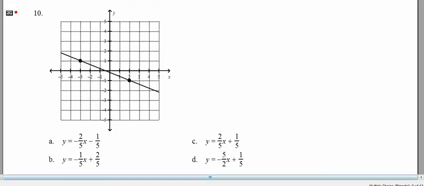What kind of slope are we looking for? A positive or a negative slope here? Negative. We're looking for a negative slope, so it's not that one. How many are we going to rise? 2. How many do we got to run? So rise over run. Look at that. They did the problem for you.